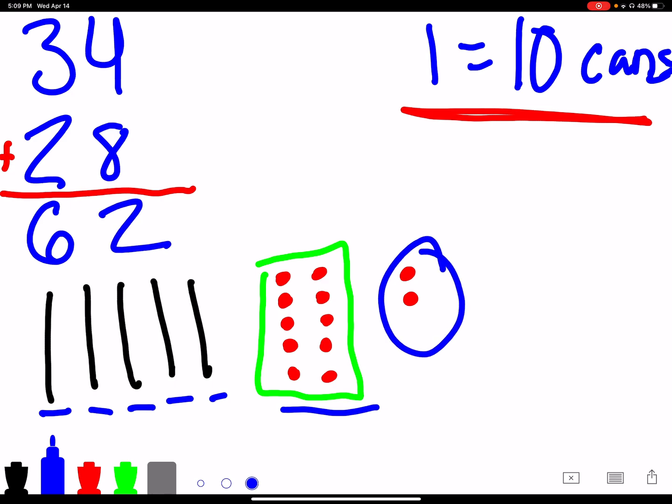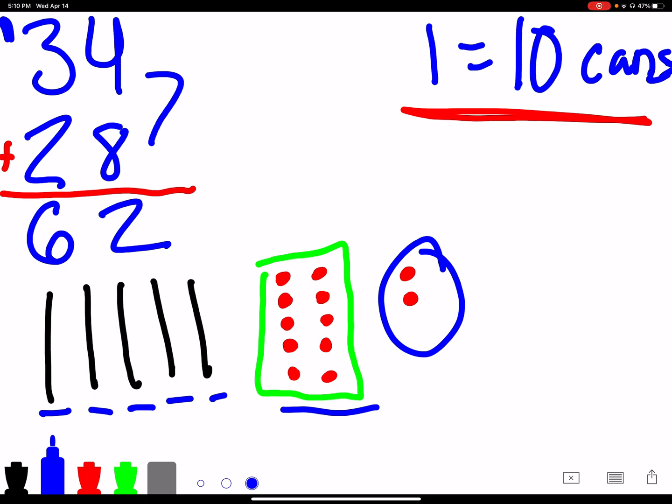So we have 2. And one way you could check your work is 4 plus 8 is 12. So we have our 2 in the ones place, and then we're going to move our 1 to the tens place with the tens. And then 1 plus 3 is 4, and then 4 plus 2 is 6.